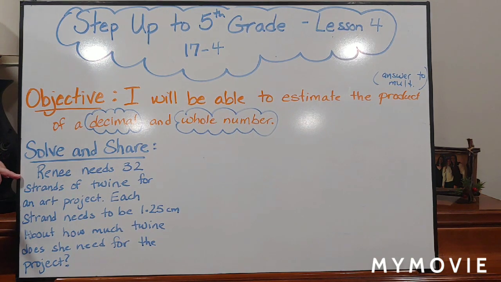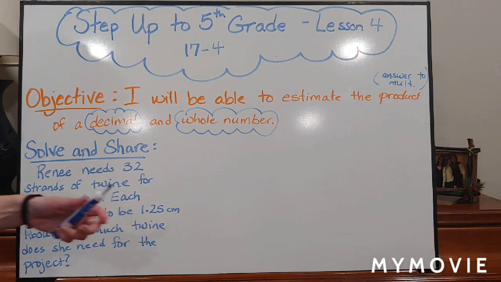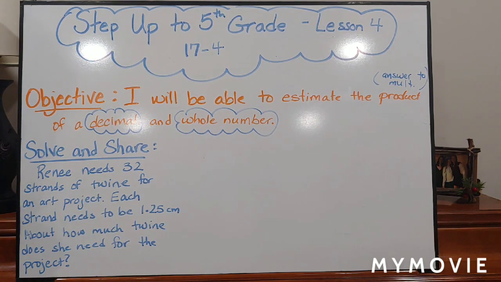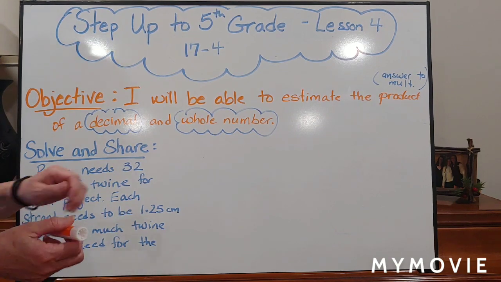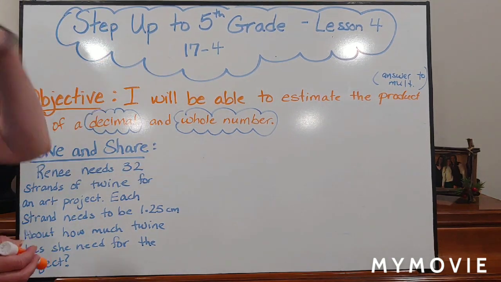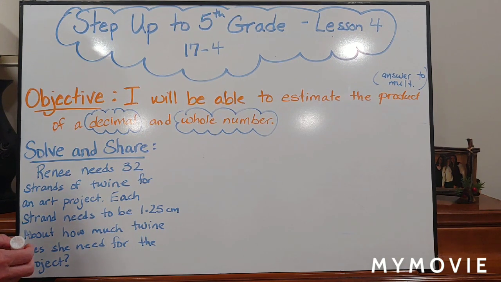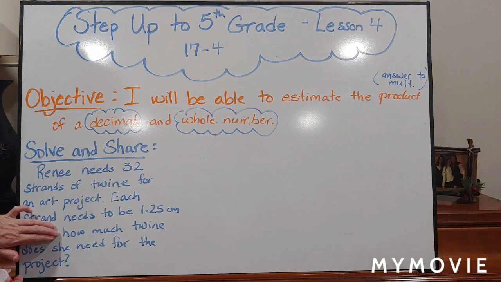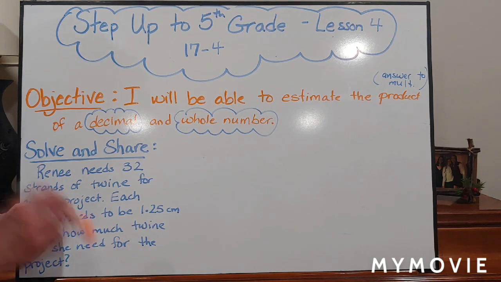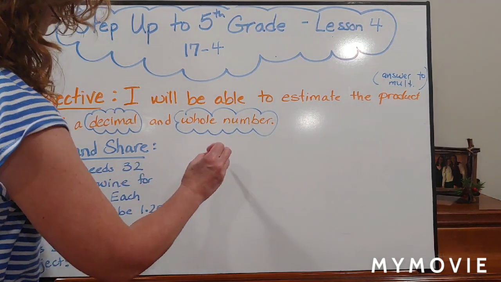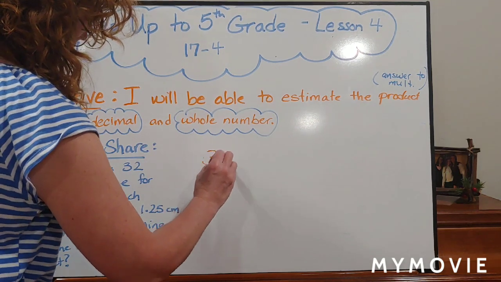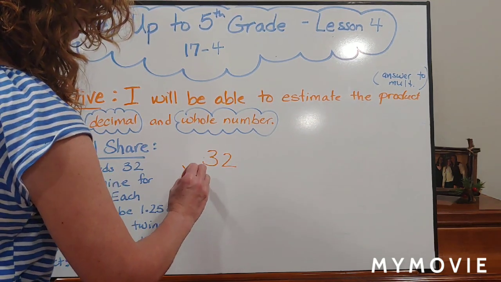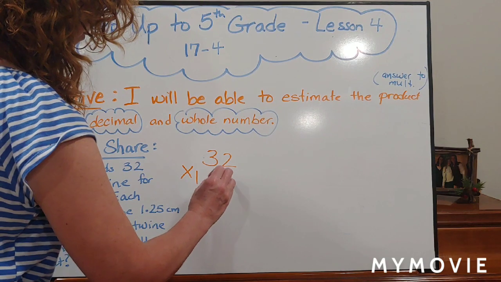Renee needs 32 strands of twine for an art project. Each strand needs to be 1.25 centimeters. About how much twine does she need for the project? So we already know we're figuring out the product. We already know we're multiplying. So let's forget about the word about for a moment. So let's get our multiplication question, which would be 32 times 1.25.